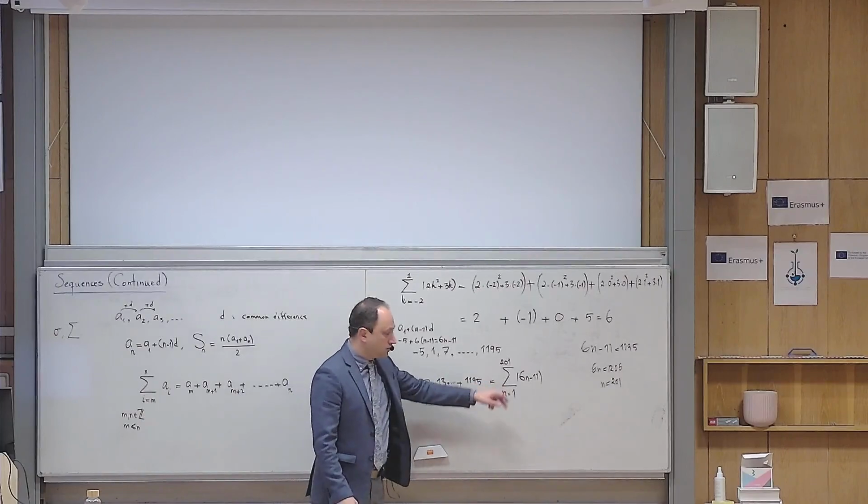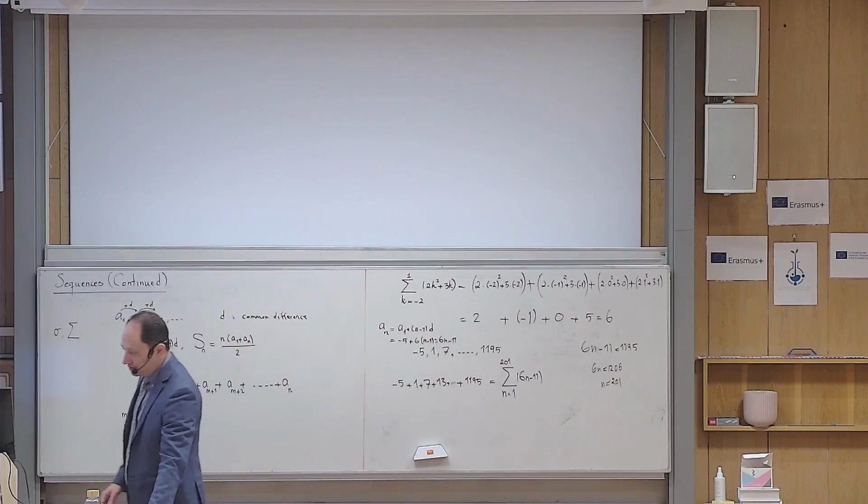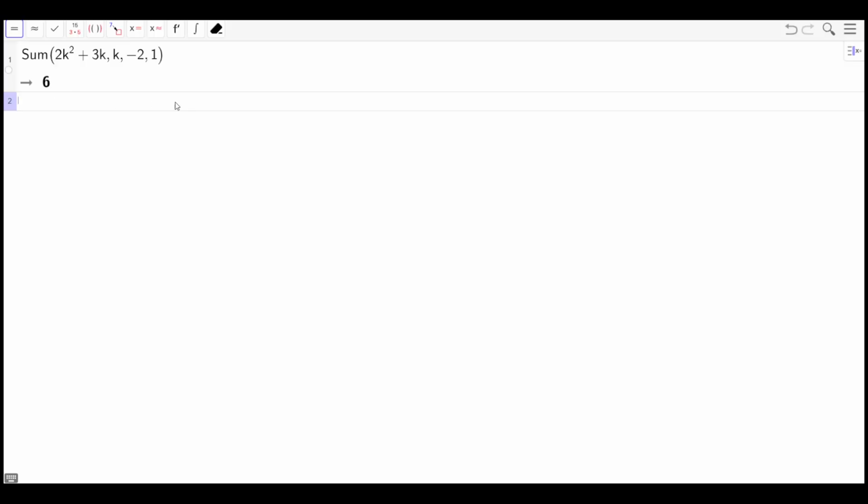Now I can put this sum in GeoGebra, so let us just do that. So I would write sum. So what is my expression? The expression is 6 times n minus 11. What is the name of my variable? It is n. What is the lower limit? It is 1. What is the upper limit? It is 201. Yes? And then I press enter.